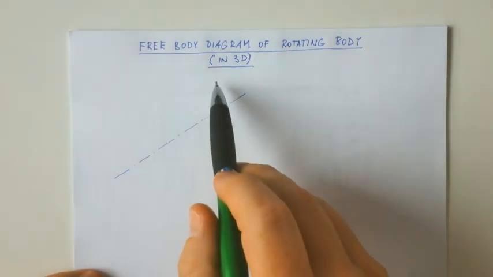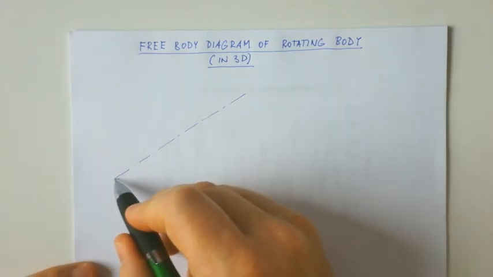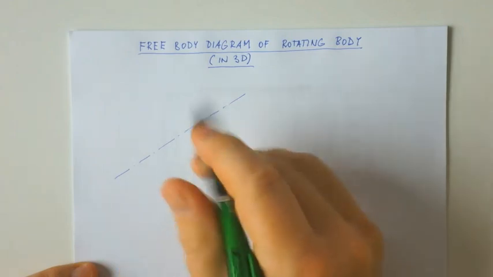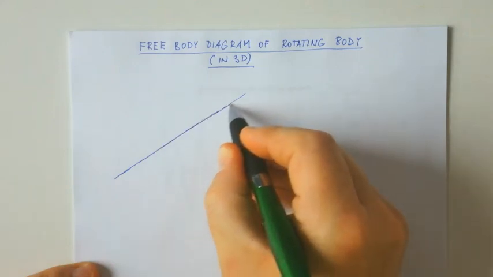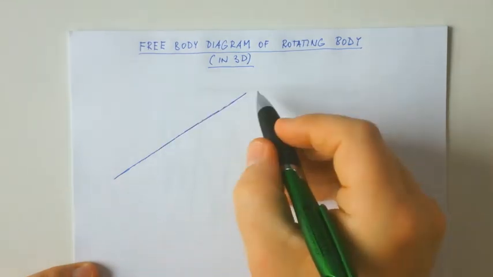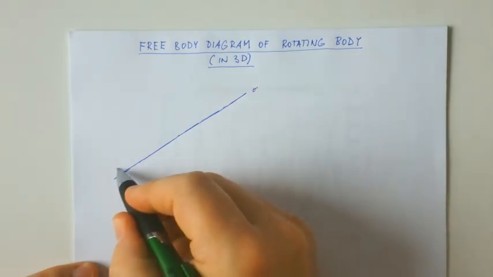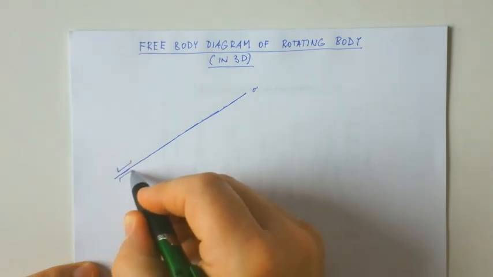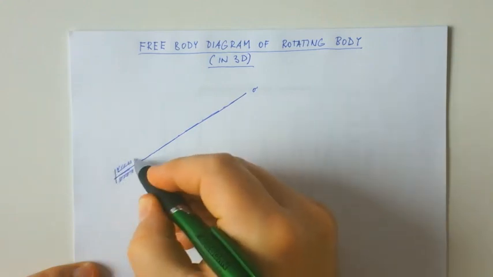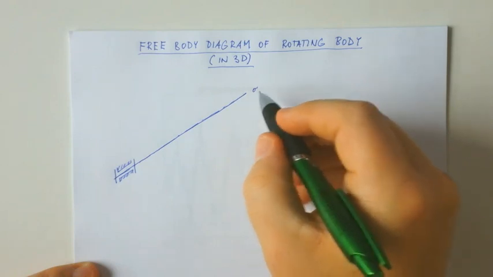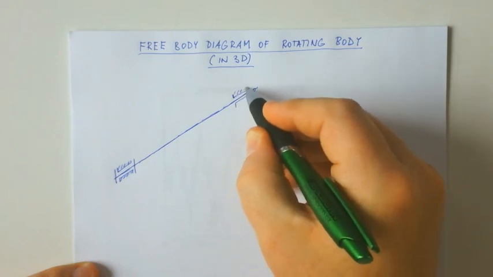Free body diagram of a rotating body in 3D. Let's imagine that there is a rotational axis, but now we are going to analyze the real case. So the axis becomes a rod. This is the rotational axis, realized as a rod, and this rod is supported in two places, A and B. So there is a rotational joint, and on the other side there is a rotational joint too, like this.